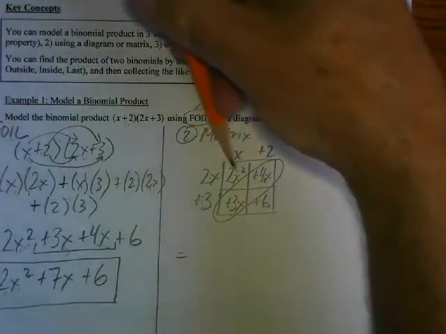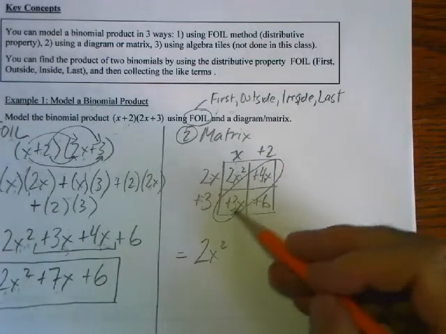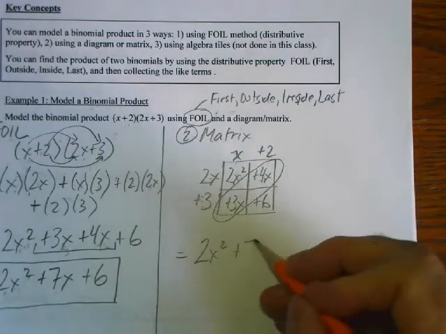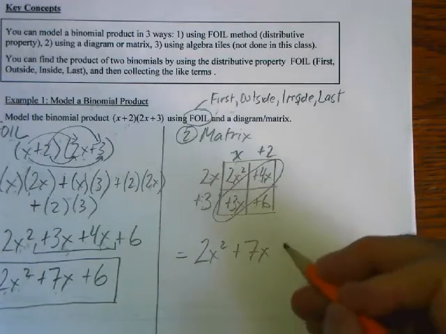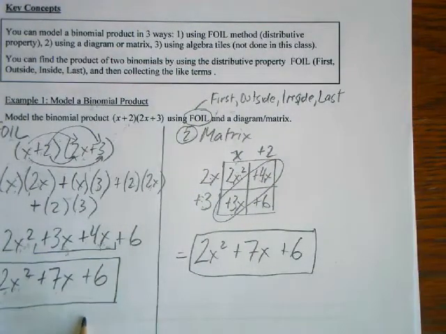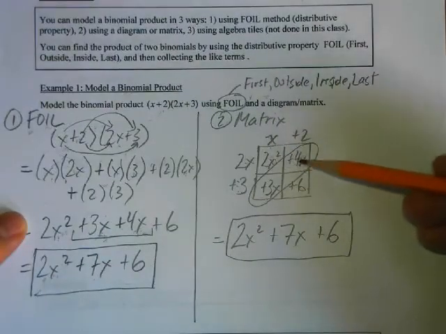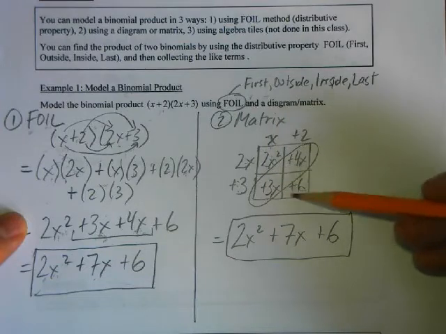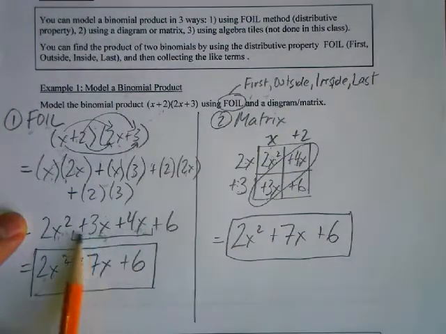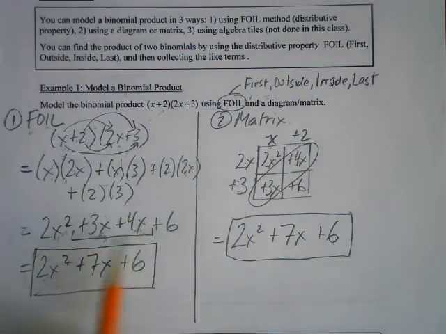So I always kind of start at the top left. So I have my 2x squared from here, and then from these two cells I've got plus 7x, and finally at the bottom my plus 6. And if you notice, it's exactly the same answer. The other thing I want to point out is the four mini results we got in the matrix were the same values that we had over here from FOIL. Okay, so a lot of this is similar. It's just kind of a different perspective or approach to looking at the question.